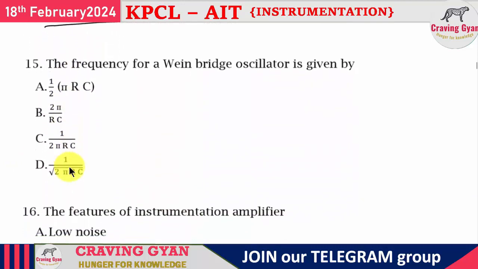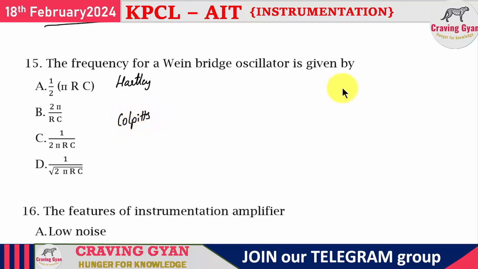15th question is based on oscillators. We have studied four variants of oscillators. One is the Hartley oscillator, the second is the Colpitts oscillator, the third is the RC phase shift oscillator, and the fourth variant is the Wien bridge oscillator.